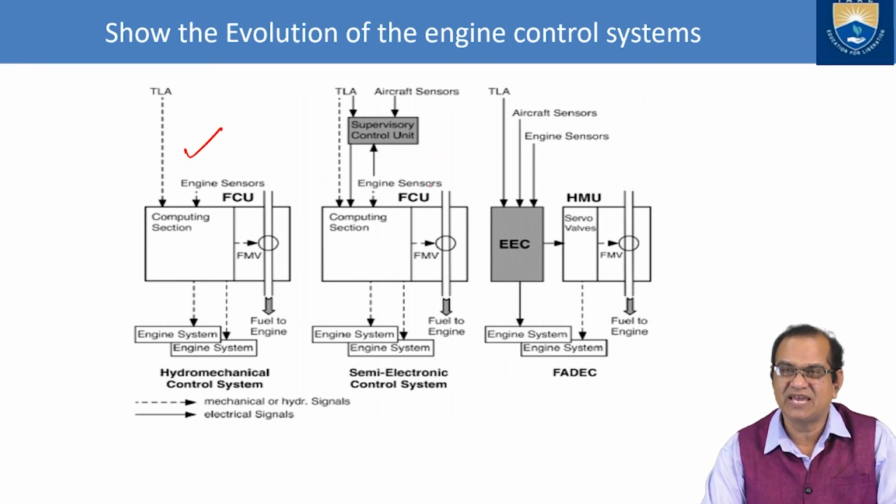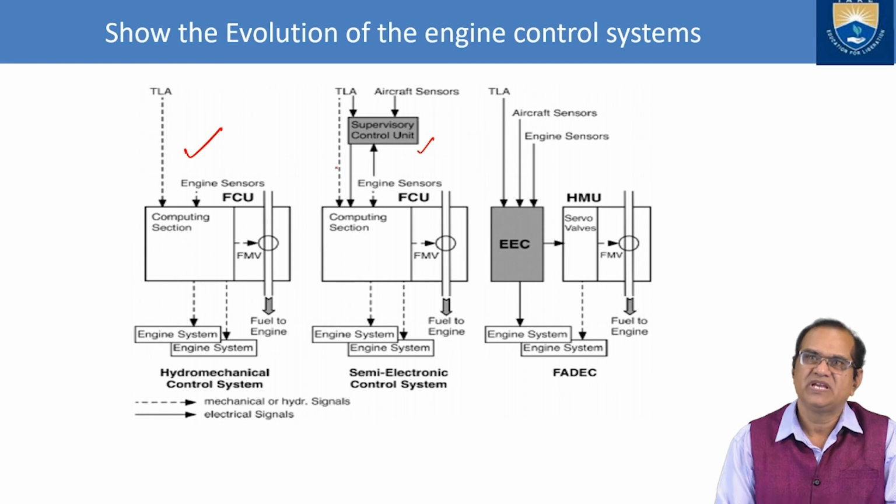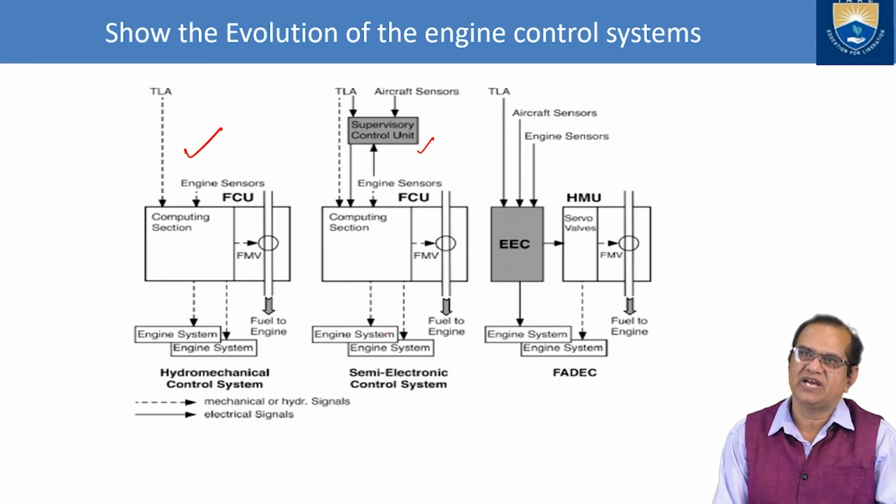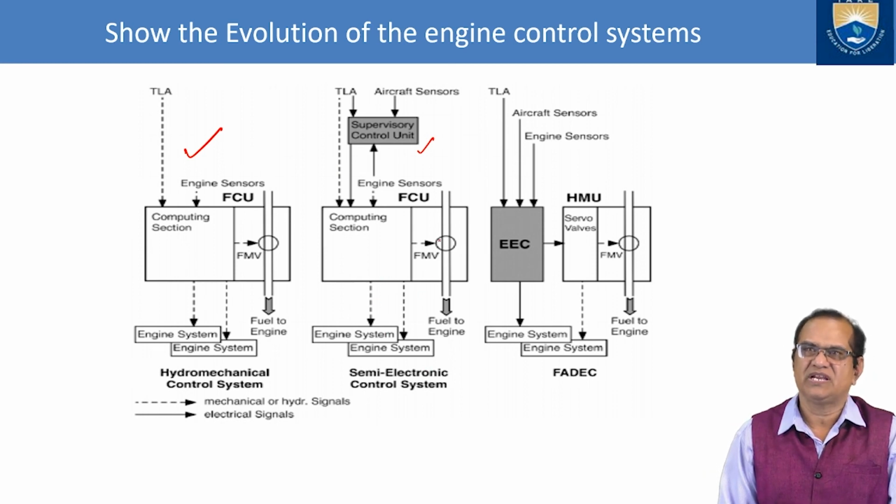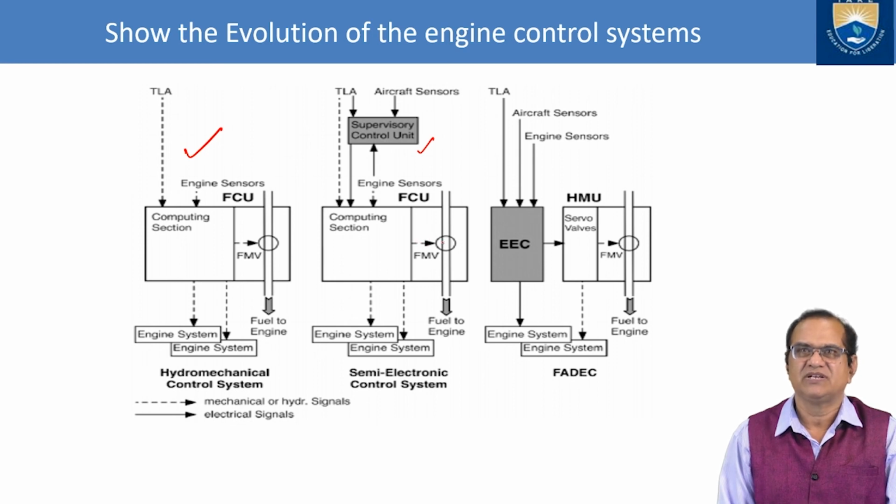In this case, it is a semi-electronic control unit. In this also, if you see here, the supervisory control unit is here. It is not in the previous one. This one is new here, and this is operated by engine sensors. Here we have the aircraft sensors, here engine sensors, and these electrical signals are coming. Here TLA, it is mechanical feedback, the throttle lever angle. Here we have the engine systems. Here the flight management systems are here, fuel to the engine.